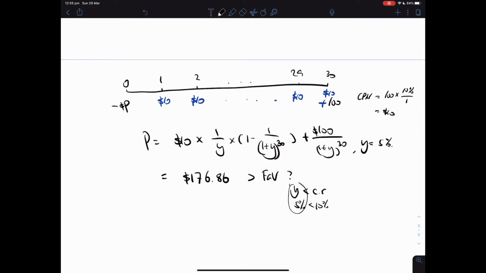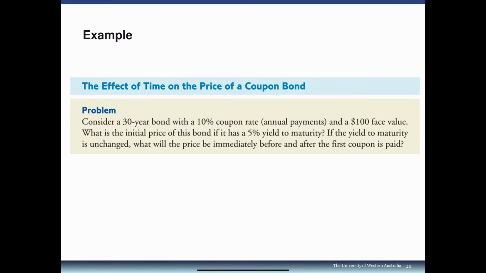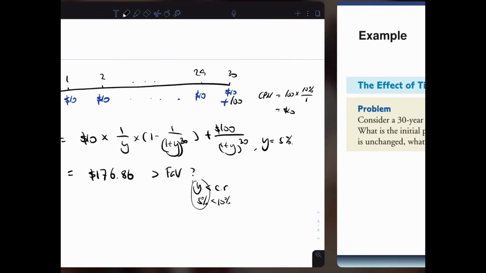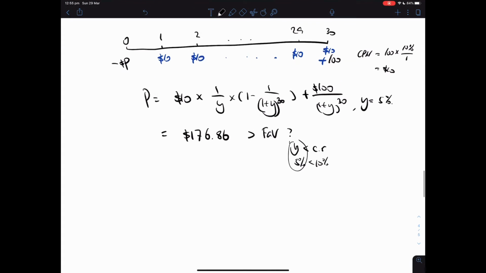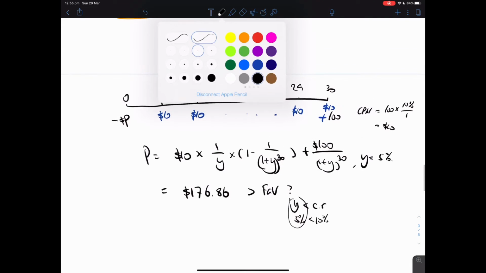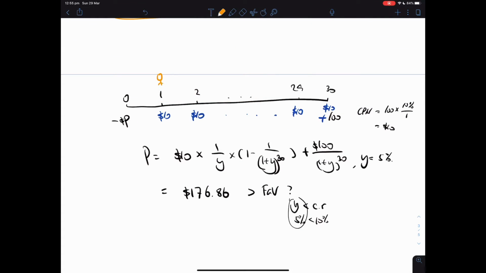Okay. The next question is what we're interested in. It says, if the yield to maturity is unchanged, what will the price be immediately before and after the first coupon is paid? Which means you are now essentially here, right? Because you're moving to time 1 where the payment is about to be made.